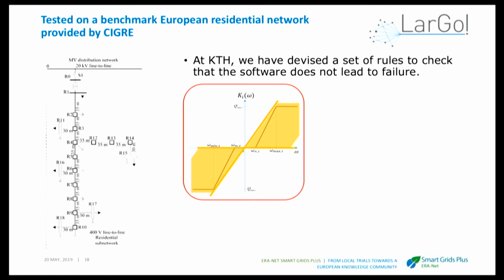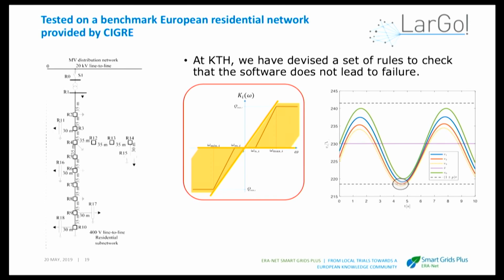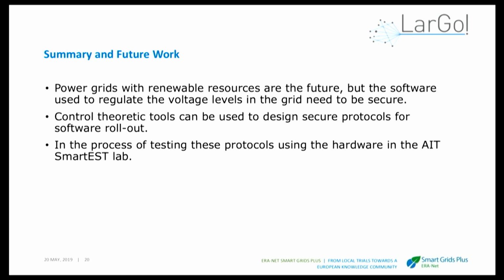And the rule basically boils down to the fact that this function has to lie within this particular yellow region. And if it lies outside that particular region, we'll have voltages that exceed the safety margin that we have specified. And because I'm running out of time, I'm going to go on and summarize what we have done.